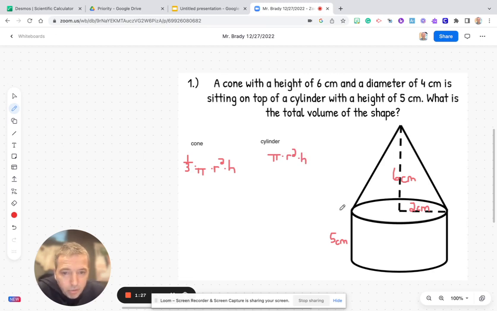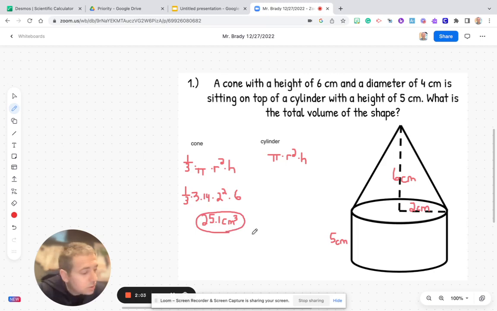All right, so once we got both of our formulas, let's plug them in. So the cone is going to be 1/3 times, we're going to approximate pi, 3.14 times the radius, which was 2, to the second power, times the height of the cone, which was 6. Don't get it mistaken with the height of the cylinder. The height of the cone was 6. So if I typed all that in my calculator, I'd get 25.1 when I round. So the cone has a volume of 25.1 centimeters cubed.